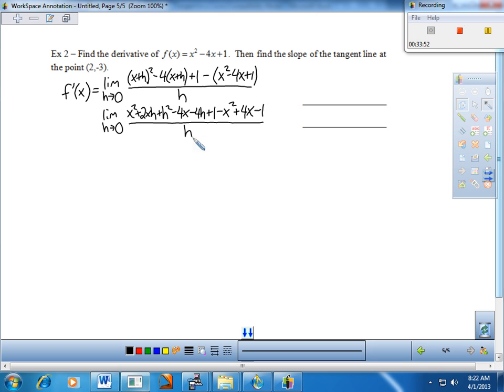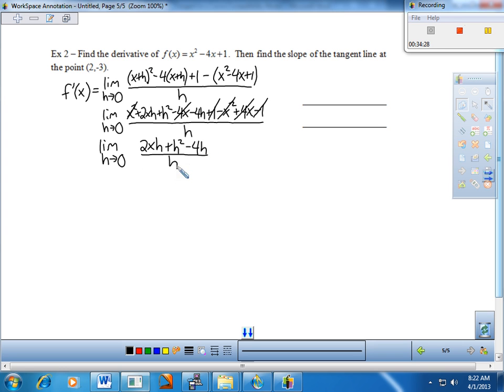Now it looks ugly, doesn't it? But don't panic. Good things are going to happen here. If we've played our cards right, the x squareds cancel, one positive, one negative. The 4x's cancel, one negative, one positive. And the 1's cancel, positive and negative. If you can shortchange this a little bit, you're more than welcome to. But notice what we have. The 2xh is still there. The h squared is there. The minus 4h is there.